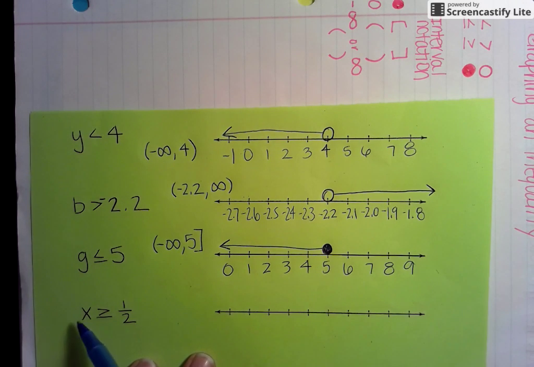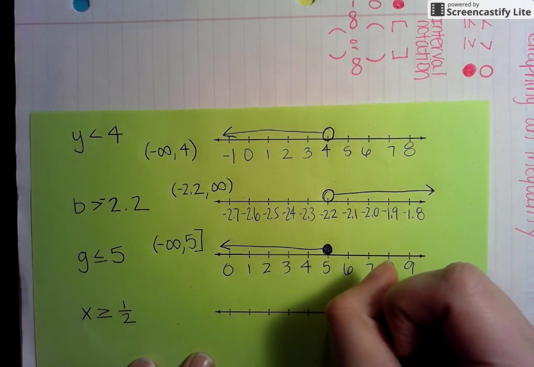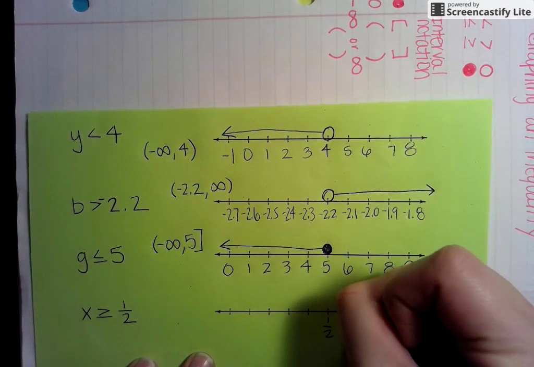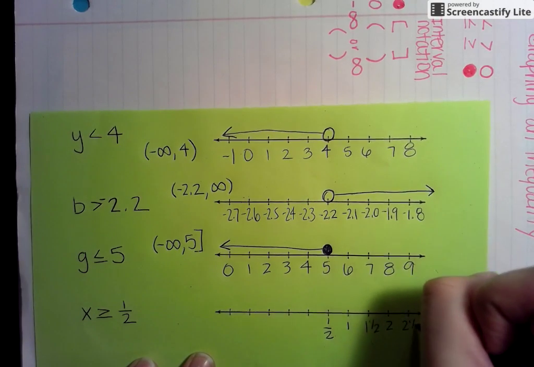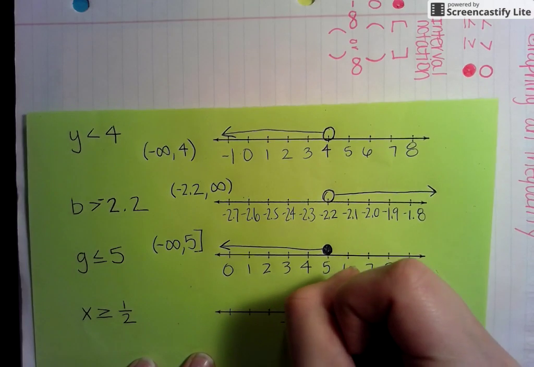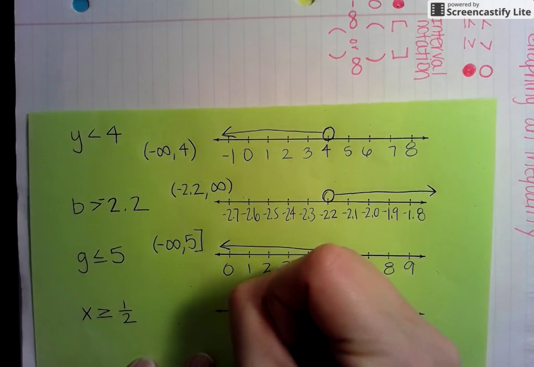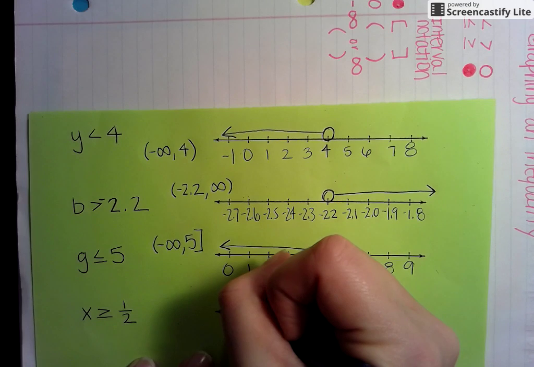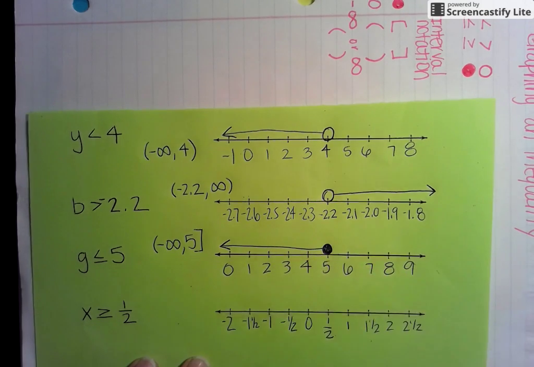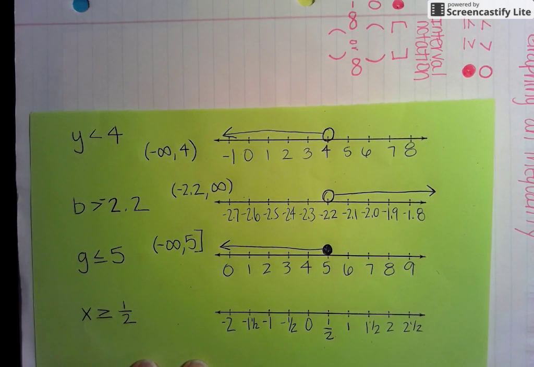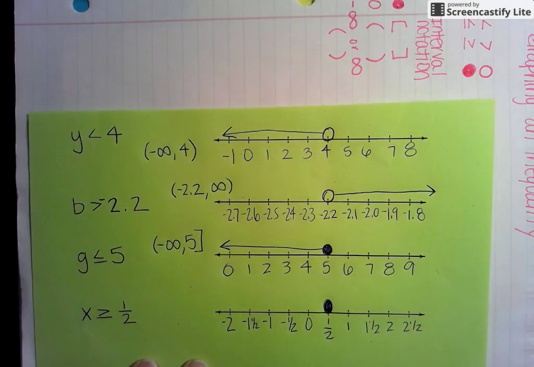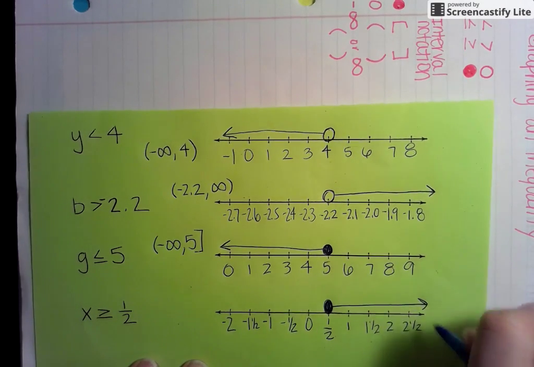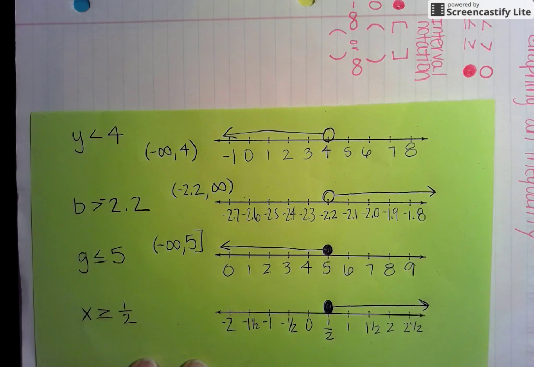So we're going to do the same thing. So we have x is greater than or equal to 1/2. So I'm going to make sure I put 1/2, 1, 1 and 1/2, 2, 2.5, 0, -0.5, -1, -1.5, and -2. So I'm now going to put a closed circle on 1/2, and I want all values that are greater than 1/2, so that would be facing this way, because 2.5 is greater than 1/2.